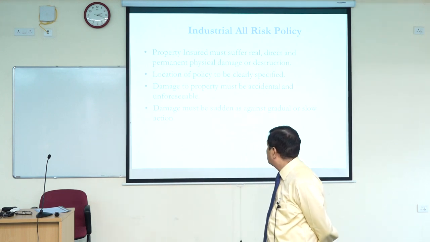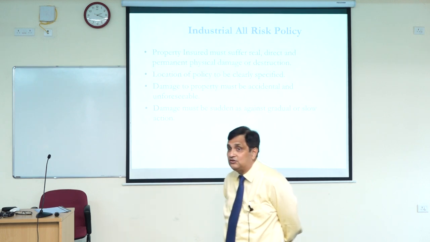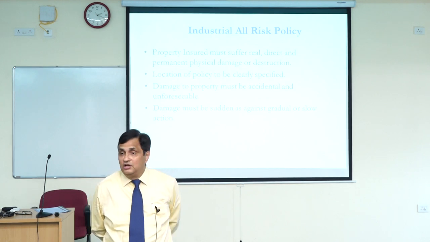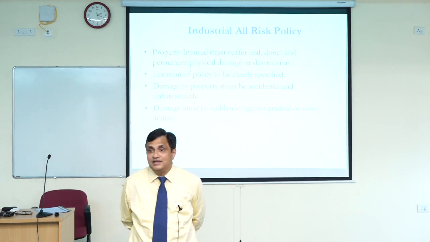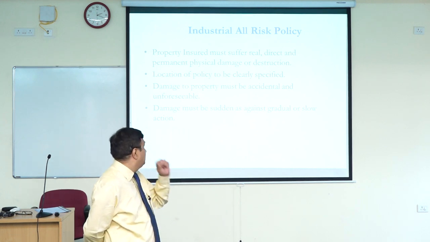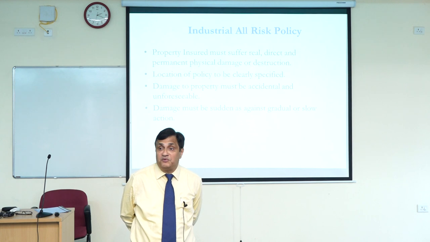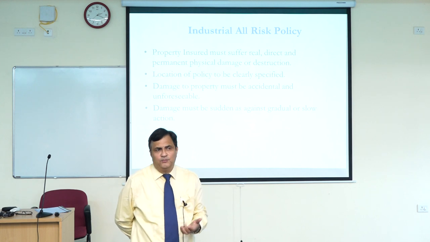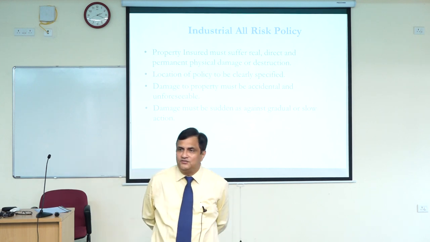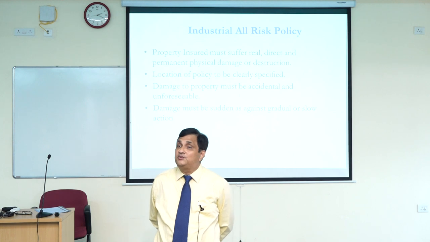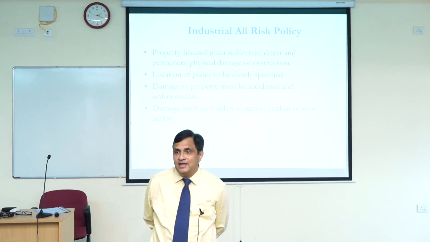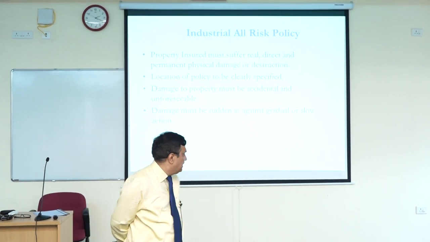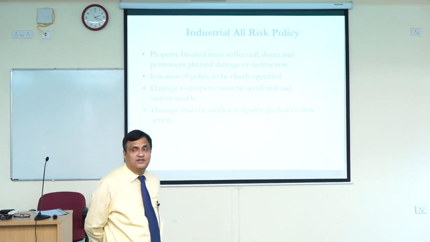Second thing is, the location of the policy is to be clearly specified. Though it's an all risks policy, it's a location specific policy, so which location you are covering has to be clearly specified in the policy. Next thing is, damage to the property must be accidental and unforeseeable. Something that you are able to foresee, something that you are able to expect, usually is not the subject matter of an insurance policy. It has to be unforeseeable and accidental. It can't be intentionally happening, it has to be accidentally happening. And last thing is, damage must be sudden as against gradual.